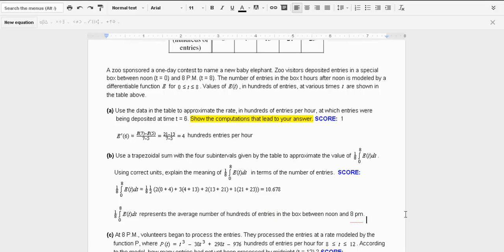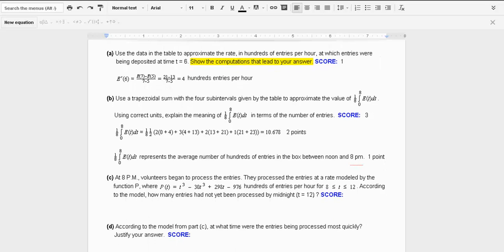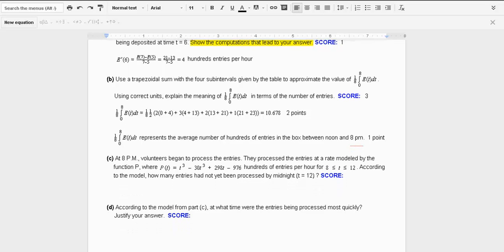Okay. So this part question, how did you get the points? This part B was worth 3 points. You were getting 1 point for the setup for this trapezoidal sum. You also got 1 point for the correct answer for the 1/8 of the integral. So this is going to be 2 points right there. And then your explanation is worth 1 point. So together you get a total of 3 points for this part.